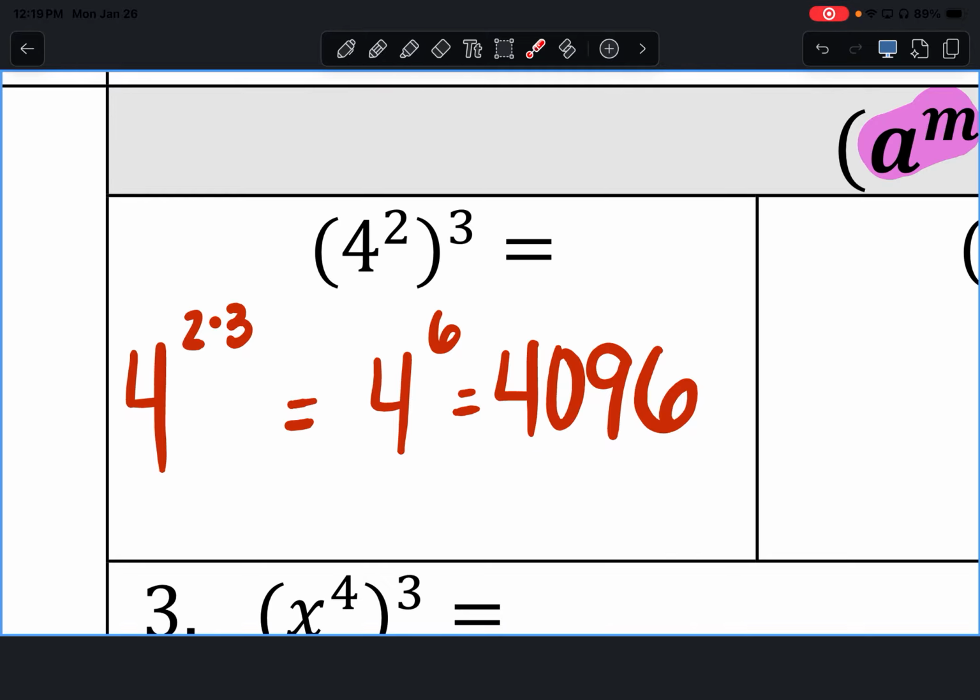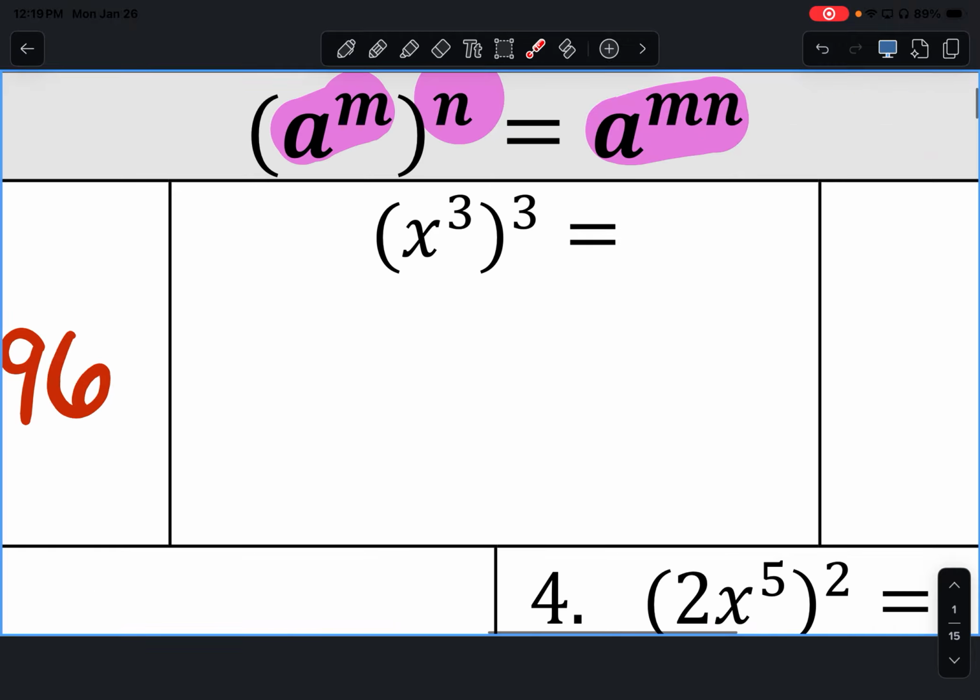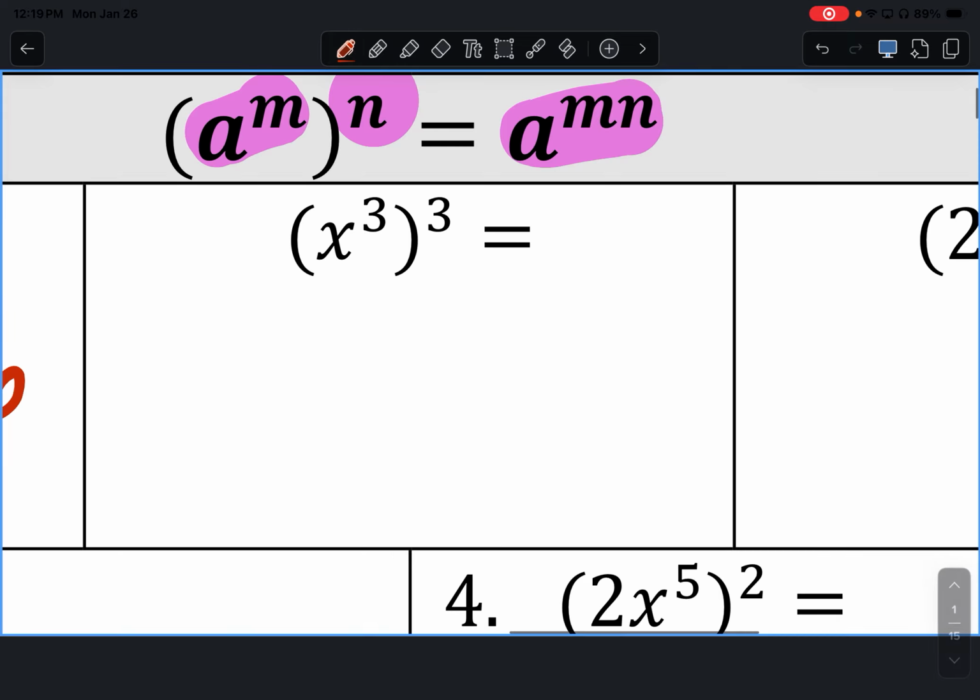Now, for the next one, we have x to the 3rd to the 3rd. So what do I need to do with those exponents? What is 3 times 3? So we have x to the 9.